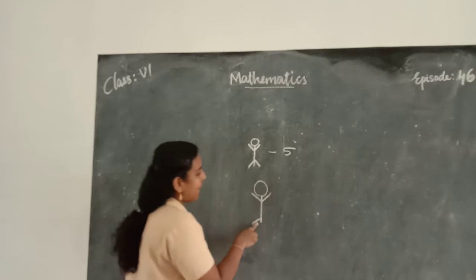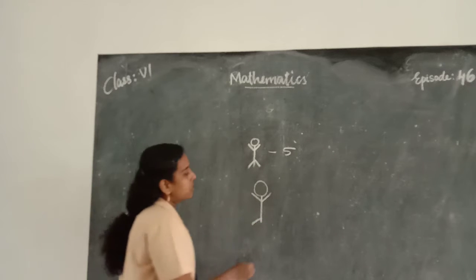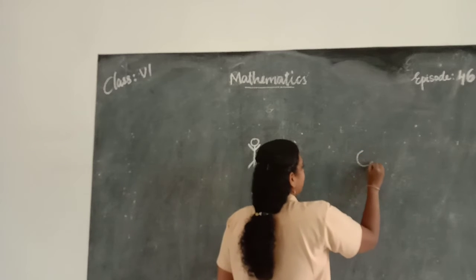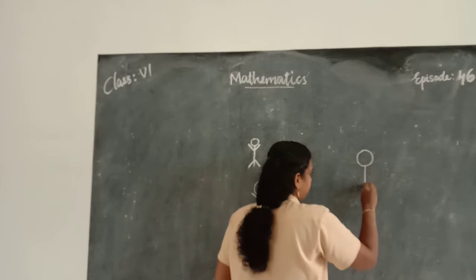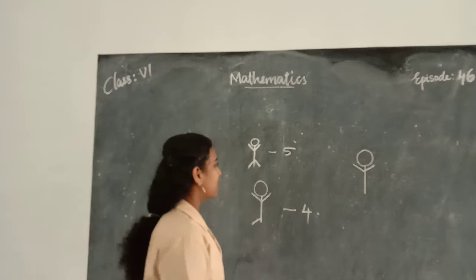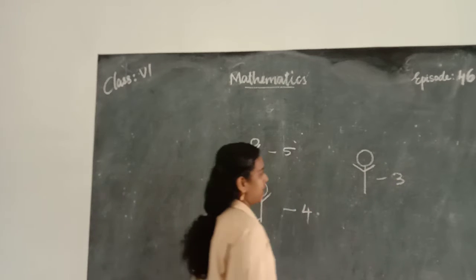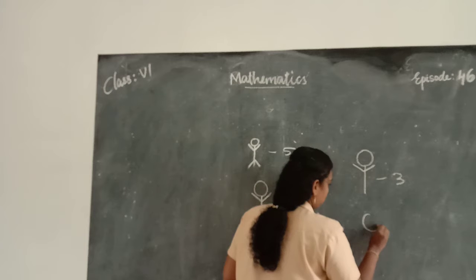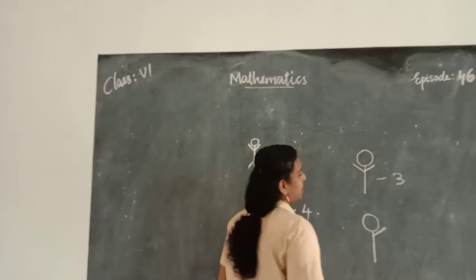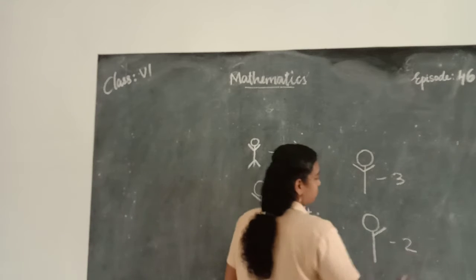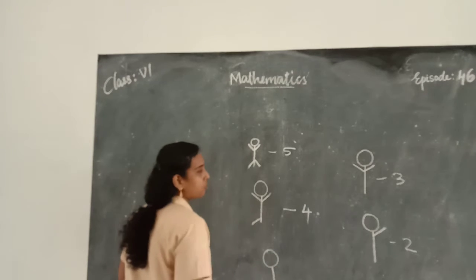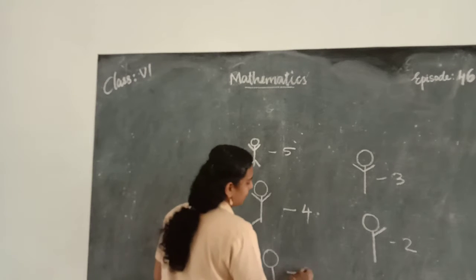Here we can remove one leg of this figure. Then we get a figure like this. We remove one leg, so it stands for 4. And for 3, we remove the 2 legs of the figure. Here it represents 3 students. For 2, we remove the 2 legs and 1 hand. This figure represents 2. And for 1, we remove the 2 legs and 2 hands, and it's equal to 1.